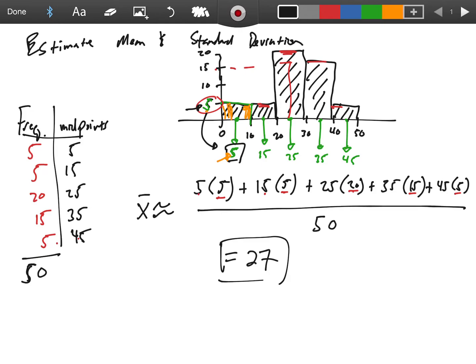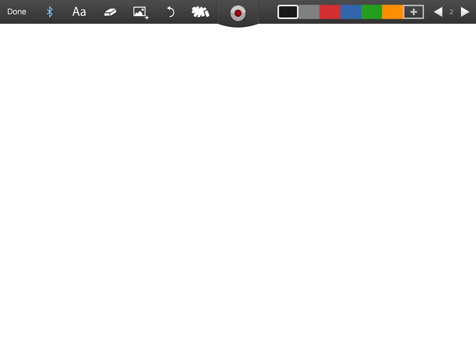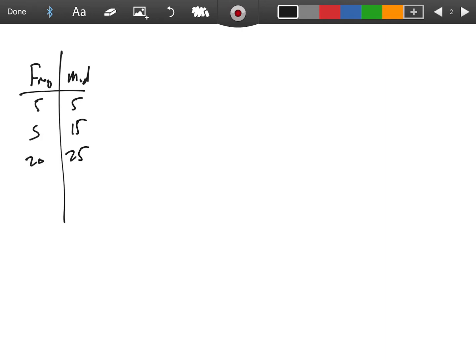So now let's do the standard deviation. I'm just really quickly going to copy my table. I have frequencies, and I have midpoints. So there were 5 5s, there were 5 15s, there were 20 25s, 15 35s, and 5 45s. All right, so let's get an estimate for the standard deviation. Again, s for standard deviation, and we're doing an estimate.